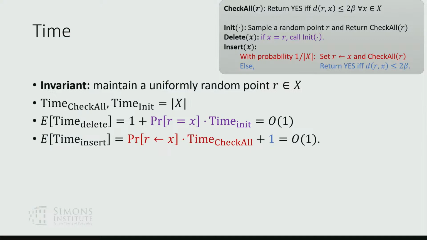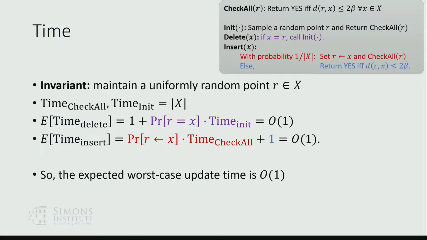In the other case, you just don't reassign R. You just use the same R, and you just check the distance from R to X. That's just one query. So in any case, this is constant. But note again that this is the place where you need the Oblivious Adversary. So we get that the expected worst case update time is really constant.